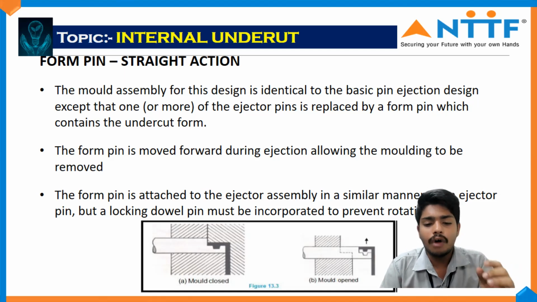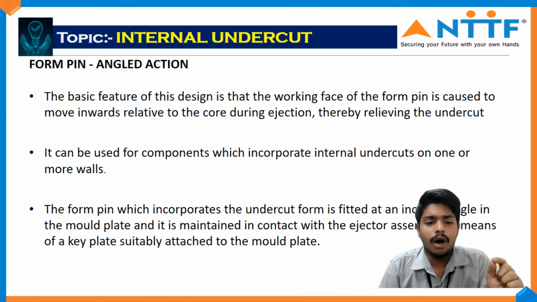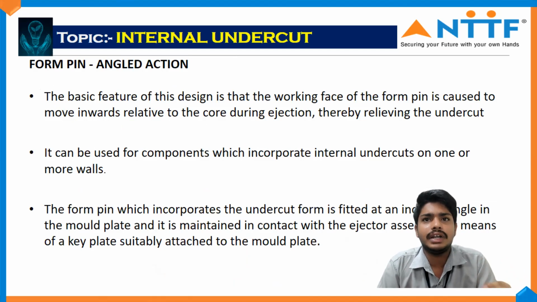Now we will see about form pin with angled action. The basic feature of the design is that the working phase of the form pin is caused to remove the inverted portion related to the core during ejection, thereby relieving the undercut. These form pins with angled action are used where the component consists of more internal undercuts on one or more walls. This form pin with angled action is attached to the ejector assembly. With the help of the ejector assembly, we use it to remove the internal undercut components.